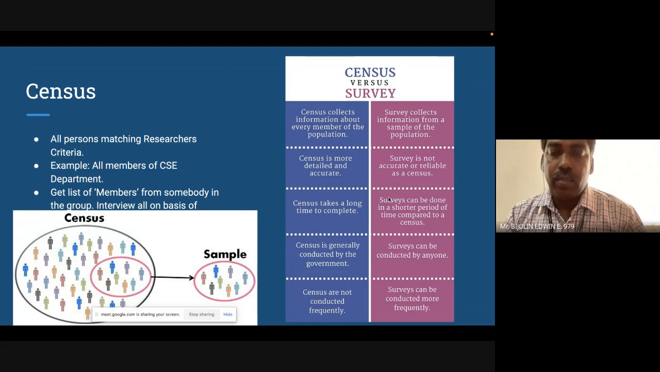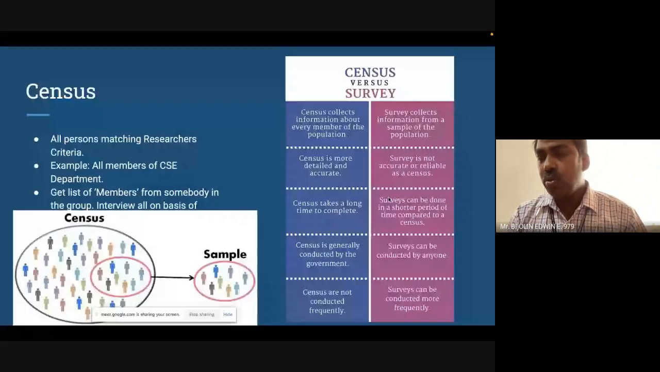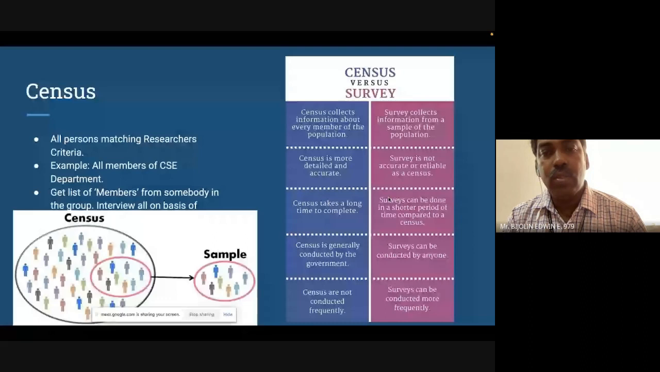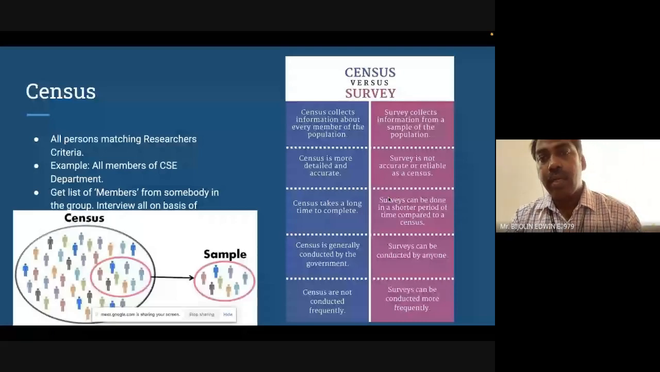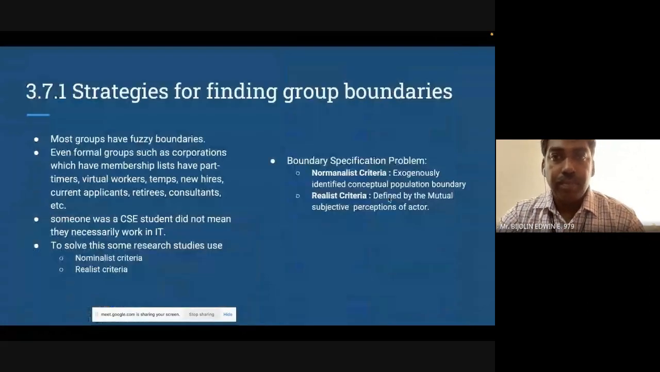Census is generally conducted by the government. Surveys can be conducted by anyone. Census is not conducted frequently. Surveys can be conducted more frequently because it's a small group. But census covers the overall criteria, and individuals cannot do it, because individuals cannot collect the data as a whole. Only the government and higher officials can retrieve the data as a whole. So that is the main aspect.